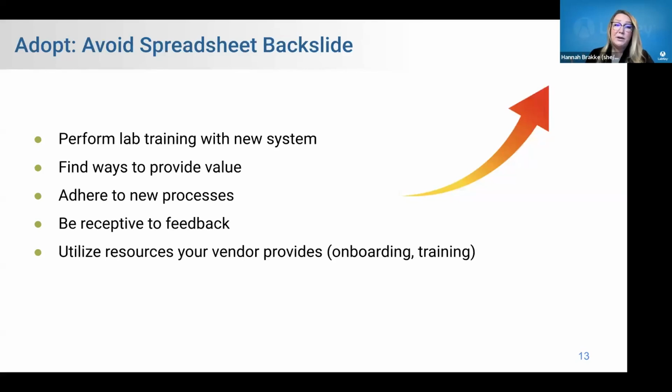And then lastly, really utilizing what resources your vendor provides. So again, oftentimes vendors will provide onboarding or training, ongoing support. Some of these are free, some of these are paid, so definitely look out for that. But typically, your vendor is going to know the software better than anybody else. And so ask them and really rely on them to help support you in this effort.